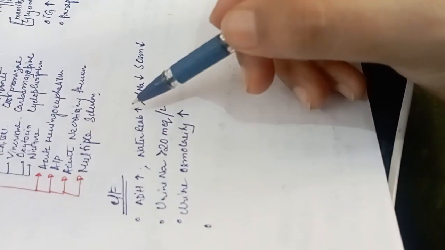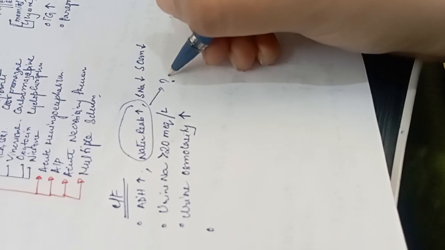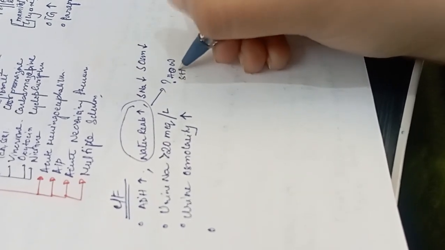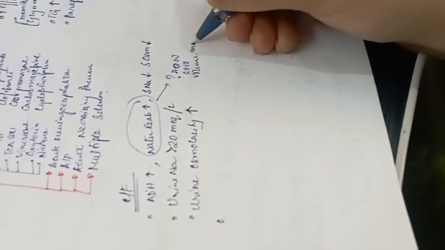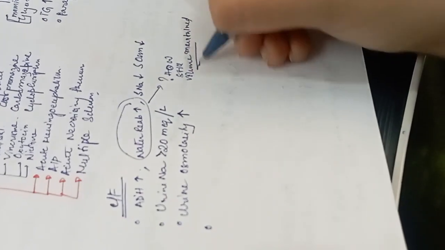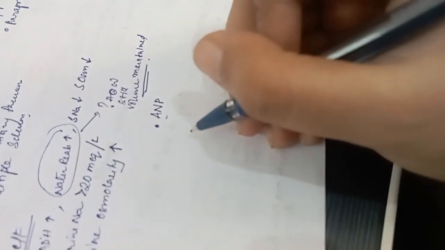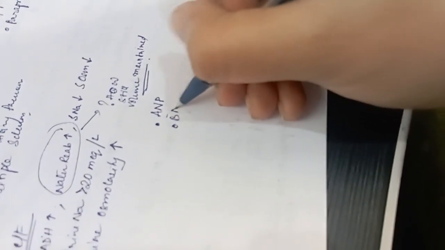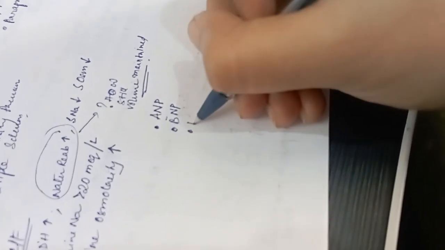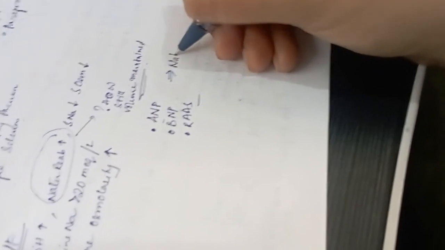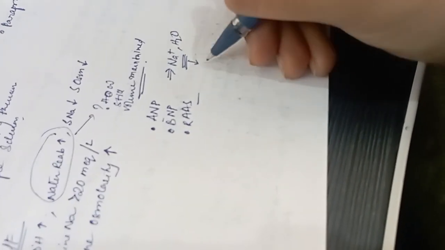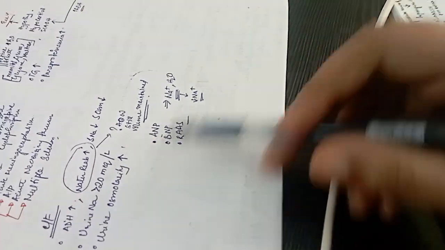But here we are saying that water is getting absorbed, but still euvolemia. How is volume still maintained? Volume is maintained because atrial natriuretic peptide, brain natriuretic peptide, and RAS all are causing excretion of sodium and water. So this is causing more decrease in sodium. For maintaining the volume, this is happening.